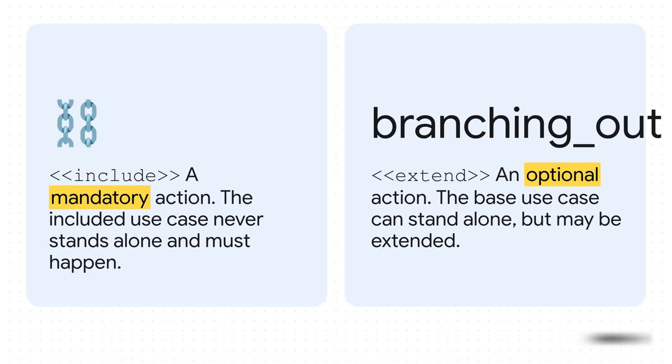An include is for a mandatory reusable scene. Think about it. You can't withdraw money without first validating who you are. So validate user is an included use case. It's for stuff that must happen.